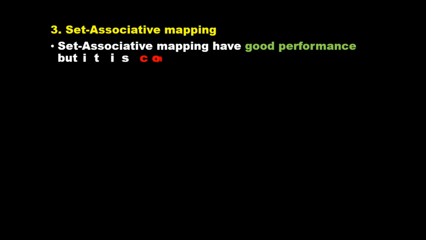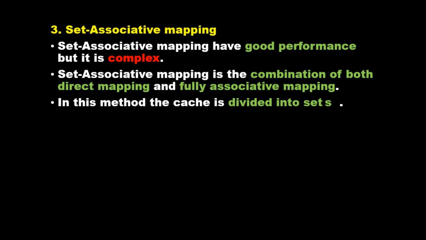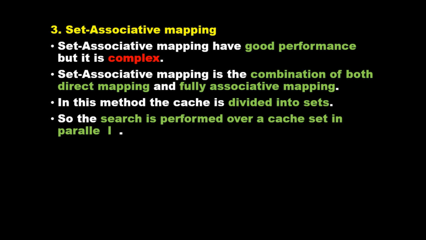3. Set associative mapping. Set associative mapping has good performance, but it is complex. Set associative mapping is the combination of both direct mapping and fully associative mapping. In this method, the cache is divided into sets. So the search is performed over a cache set in parallel.